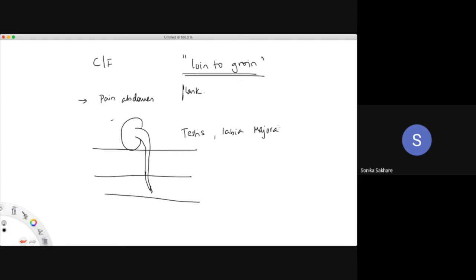Okay, you could remember it because there is the gonadal nerve also passing over there. Okay, it could be because of that. If it is in the upper third... If it's in the middle third, it will be radiated to the hypogastrium.